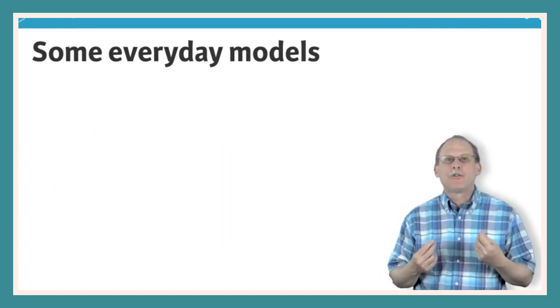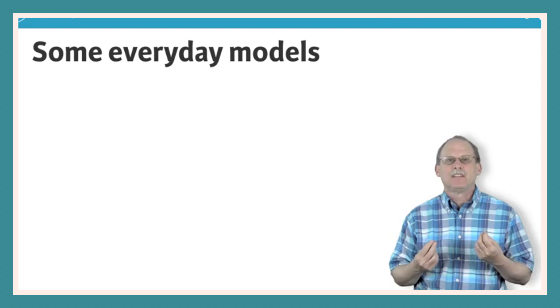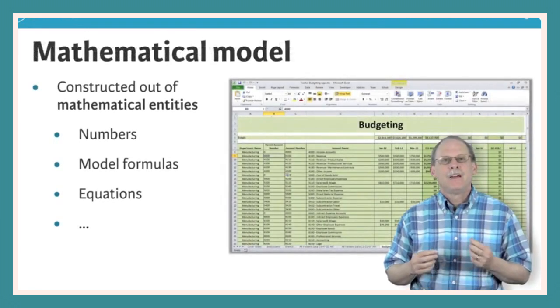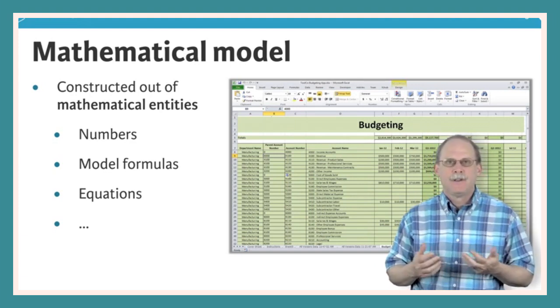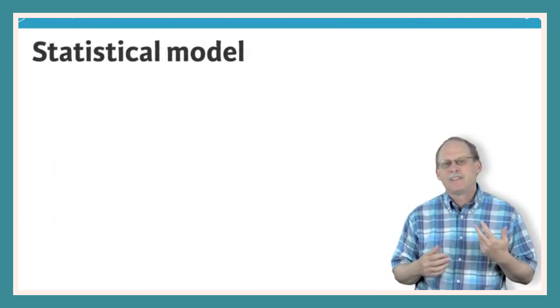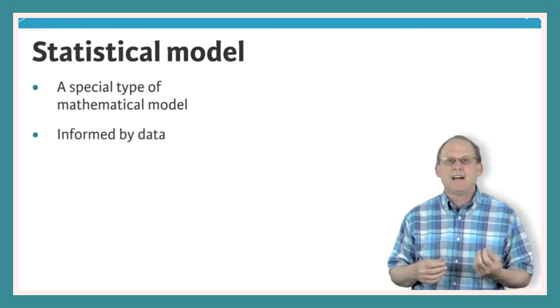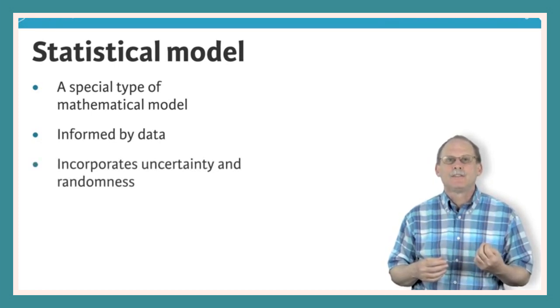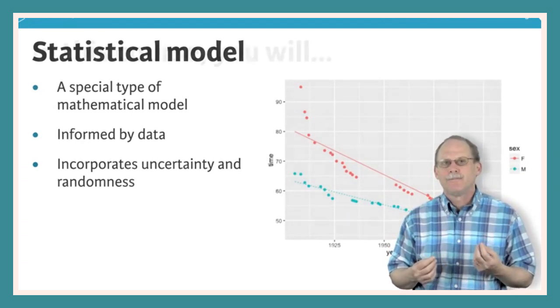We build models because they are much more convenient than the real thing for carrying out the purpose for which the model is intended. It's infinitely easier to add a new wall in a blueprint than it is in a real building. A mathematical model is simply a model built from mathematical stuff. Numbers, model formulas, equations, and so on. A statistical model is a special kind of mathematical model. It is informed by data and is often built to predict future events or to test out hypotheses about how the system being modeled actually works.